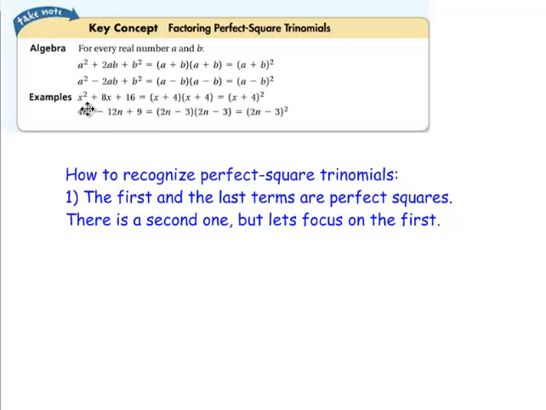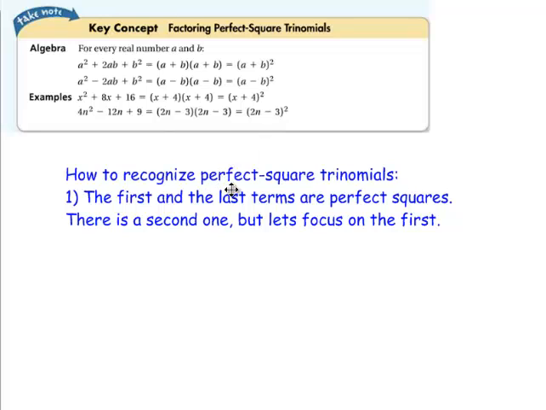For example, x squared plus 8x plus 16. The factors of 16 that add together to give me 8 are 4 and 4, so it's x plus 4 and x plus 4, which we can write as x plus 4 squared. Same thing here: 4n squared minus 12n plus 9. Remember, we've got the AC method here, so 4 times 9 is 36. What are the factors of 36 that add together to give me negative 12? Negative 6 and negative 6, and then we can use grouping to get this.